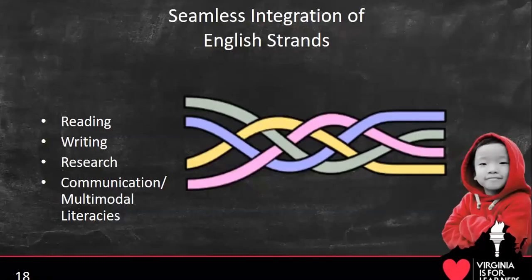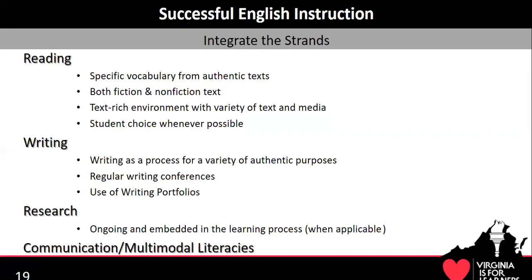So when we talk about this seamless integration of English strands, kind of thinking about what does that mean? So we have these strands: reading, writing, research, communication, and multimodal literacies. So the next few slides will kind of guide us through what that seamless integration looks like. So thinking about this visual of the rope here, how do we tie all these fibers together to create something that's strong and that will last?